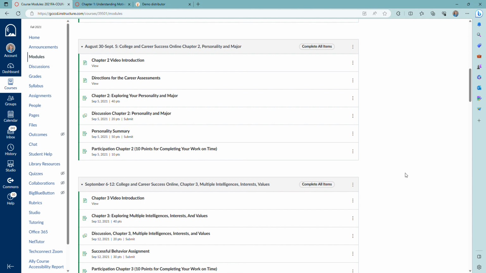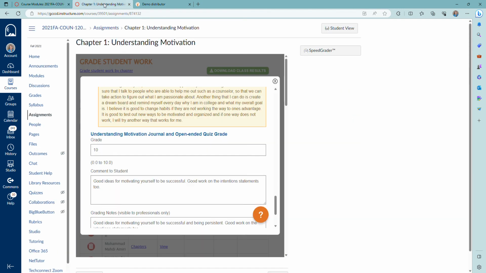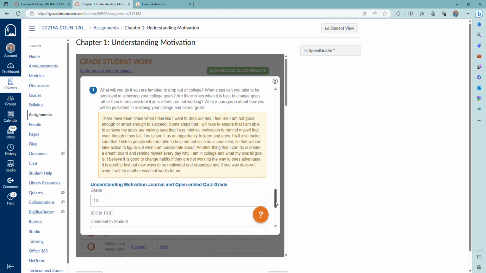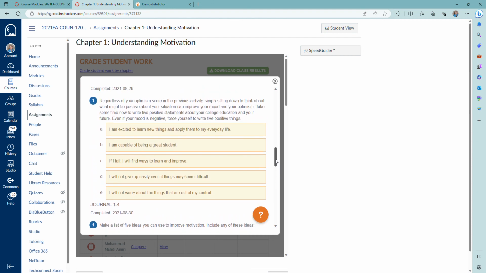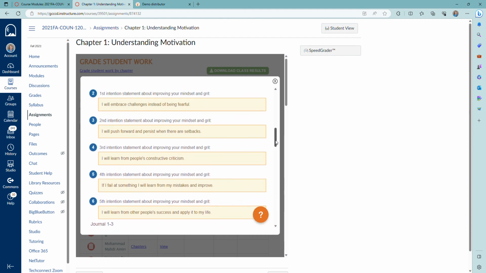I'm going to switch over to my Canvas container and show you how it fits into the container and is integrated inside the container. So I have weekly modules. So for example, this week is on personality and major. So the chapter is actually integrated into my module on Canvas. I can view my students' work online and grade the work. So for example, here are the journal entries.